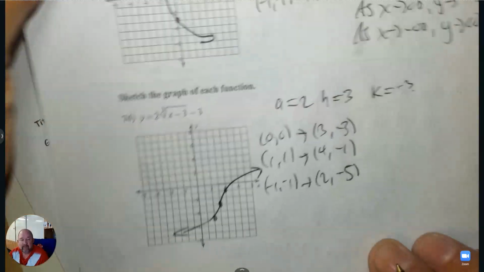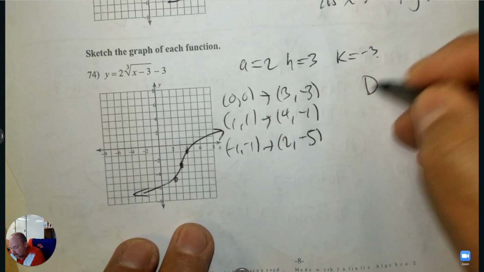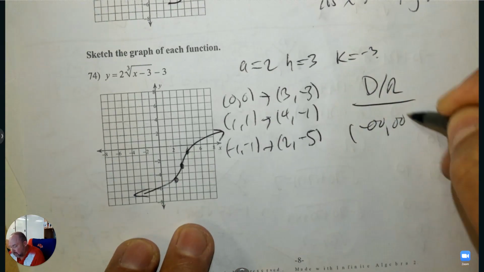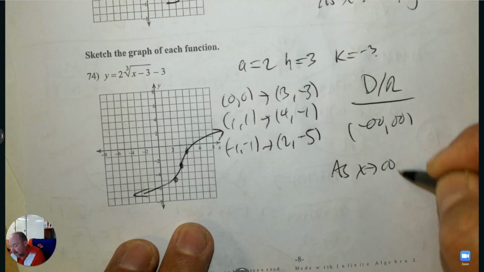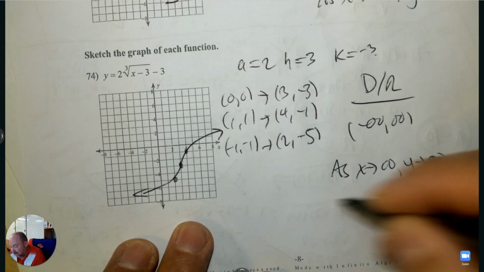And again, this is going to go up and right. It's going to curve down. That S-looking pattern. The domain and range never change. It's all real numbers. And then the end behavior. The right end goes up, and the left end goes down.